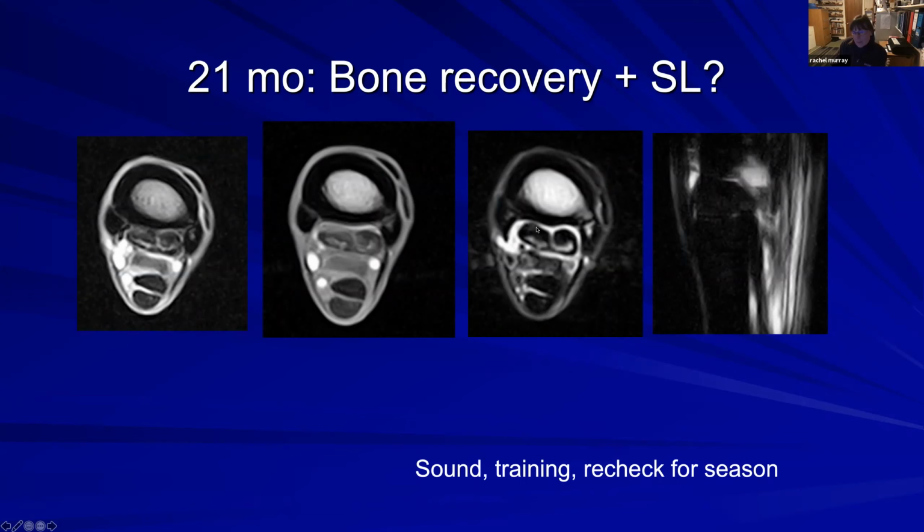And here you can see damage within the collagenous tissue of the suspensory ligament, in the classic area that I would see it, in the dorsal aspect of the medial lobe. But this horse is sound in training, and this was only done as a recheck for the next season. So although we do see long term changes in a suspensory ligament, they may still not necessarily be preventing the horse from being sound and working.